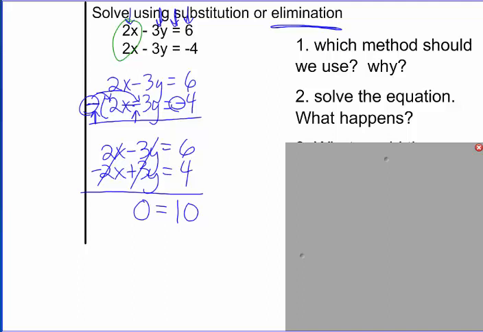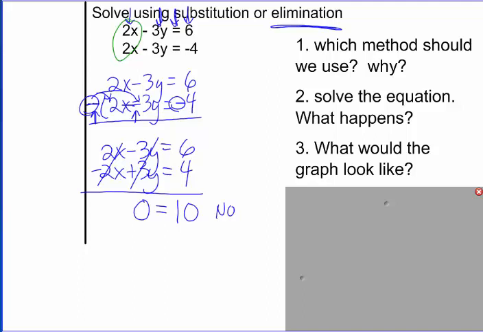Does 0 equal 10? No. Those are not the same numbers. So if those are not the same numbers, then what do you think that means for the solution? Okay, if you get something that's not equal, and we've lost all our variables, this would be a no solution.